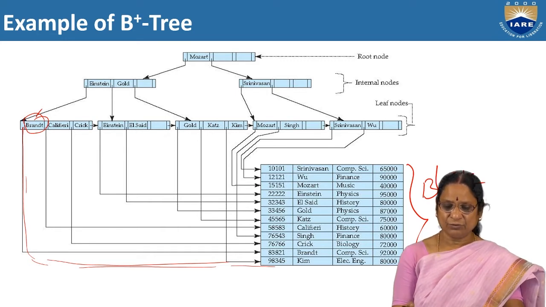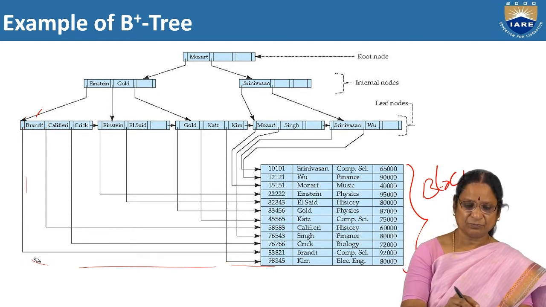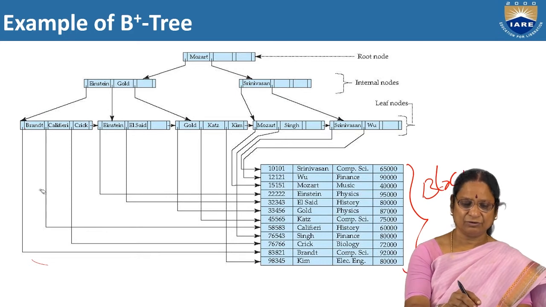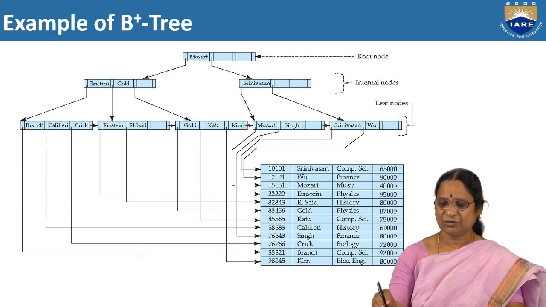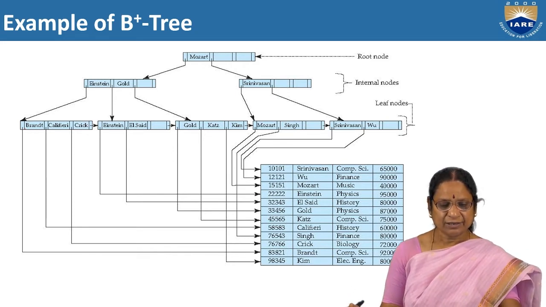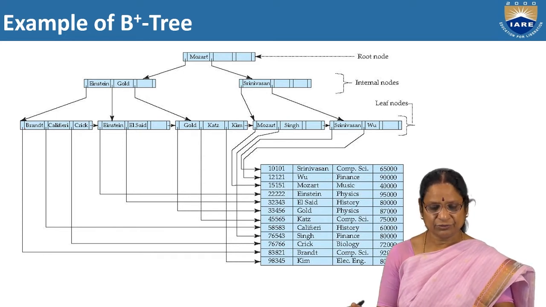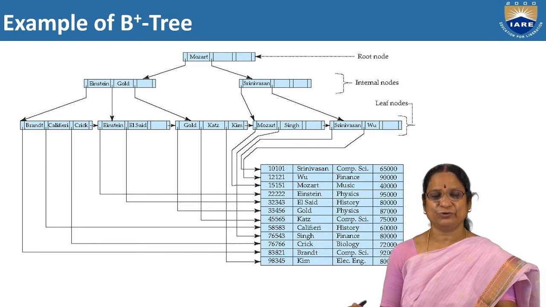Every value which is pointed, the first pointer before this particular attribute, points to the actual address of the respective record. You observe here Calipari pointing to this record, Crick pointing to this record. But it has an additional pointer, no? That pointer points to the next leaf node.